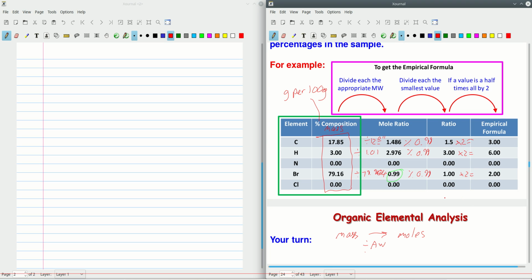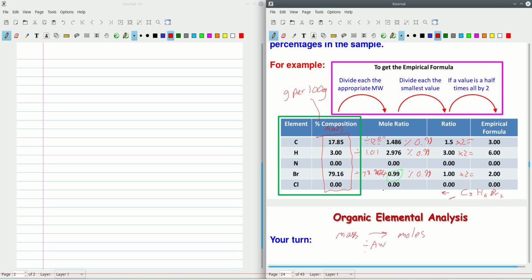So we can then write the empirical formula, which is C3H6Br2. And that is our empirical formula. And the empirical formula is the raw ratio of carbon to hydrogen to bromine. It doesn't mean that in the molecular formula there is 3 carbons to 6 hydrogens to 2 bromines. That's just the ratio. It could be that the molecular formula has to be some multiple of this.